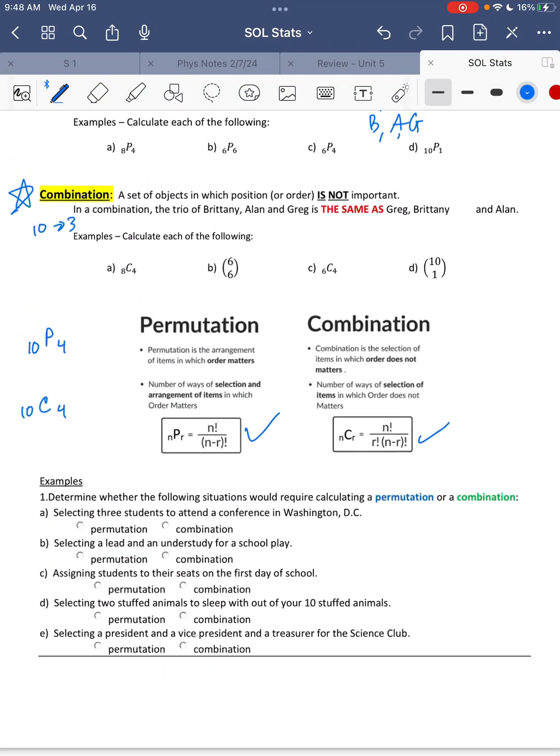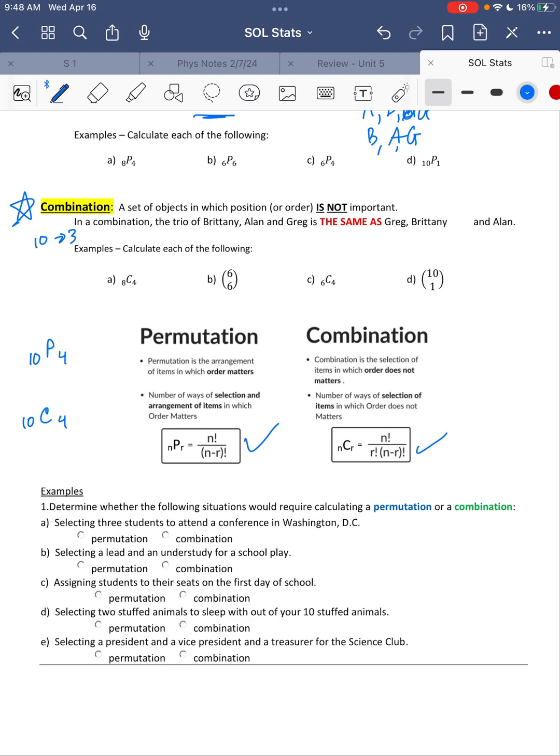When somebody says you're selecting 3 students to attend a conference, nobody mentioned anything about them doing different jobs. Those 3 people are doing the same thing. That's a combination. Selecting a lead and an understudy, well, that's 2 different jobs. That's a permutation. Assigning people to their seats, well, different seats mean different things. If you sit in the first seat or the second seat, that's a different thing. That's a permutation.